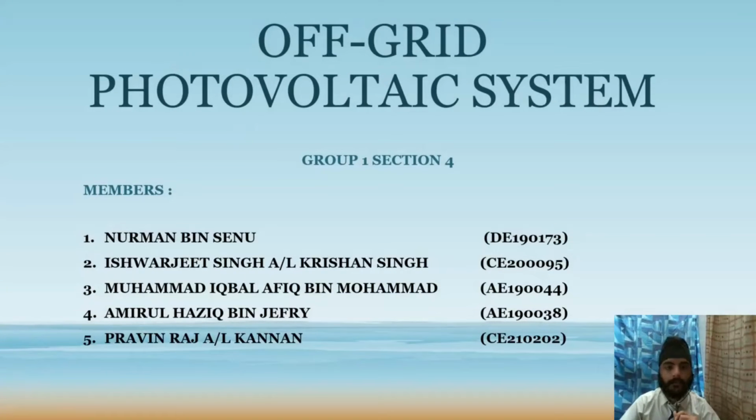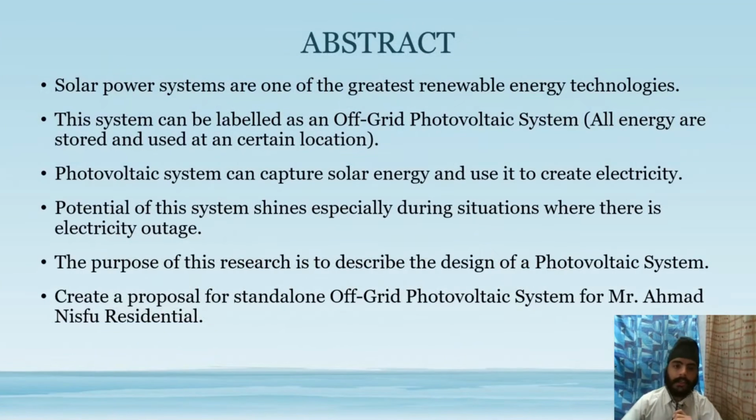We are from Group 1 of Section 4 and we will be presenting about our project, which is an off-grid photovoltaic system. I am Ishwajit Singh, matrix card number CE200095, and with me my group members are Nurman bin Senu, Muhammad Iqbal Afiq bin Muhammad, Amirul Haziq bin Jafri and Praveen Raj Anak Kanan. I will just explain the four parts, which are abstract, introduction, problem statement and the objective.